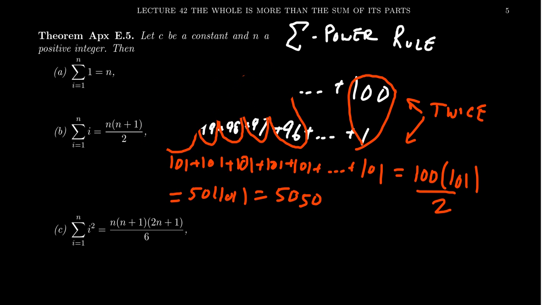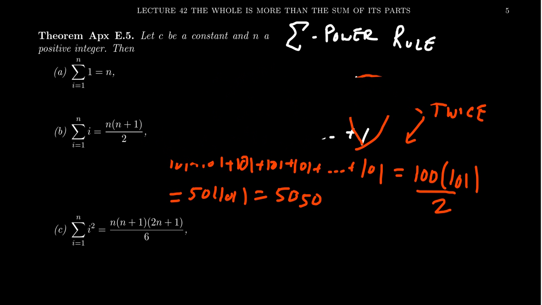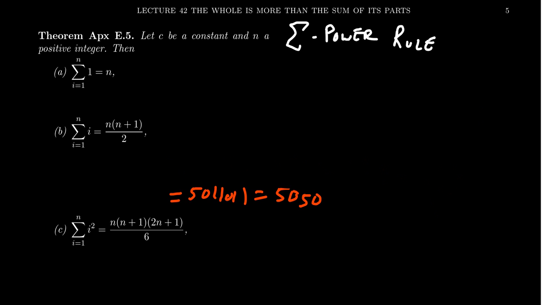And as the legend goes, little Gauss there was the only one who was able to get it correctly. And that's because instead of taking the obvious approach, he took somewhat of the less obvious approach, a mathematical approach to this problem. And so let me kind of talk about how this works in general.